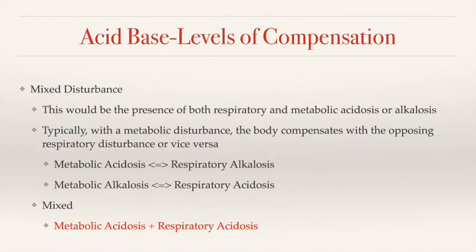And finally, a mixed disturbance. This would be the presence of both a metabolic acidosis and respiratory acidosis, or a metabolic alkalosis and a respiratory alkalosis. Typically with a metabolic disturbance, the body compensates with the opposing respiratory disturbance or vice versa. So if you look here, we have metabolic acidosis compensated with a respiratory alkalosis, or metabolic alkalosis compensated with a respiratory acidosis. Mixed is that metabolic acidosis with a respiratory acidosis.